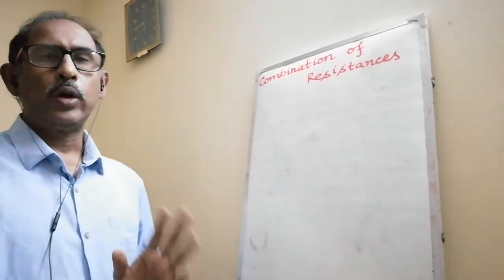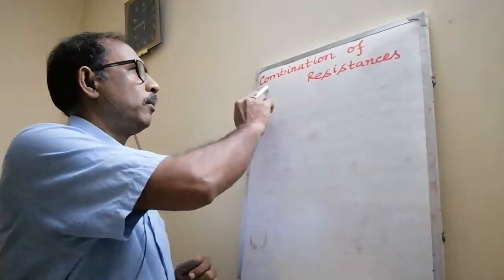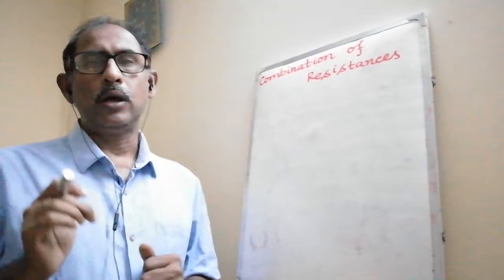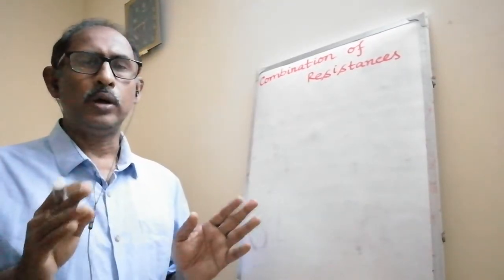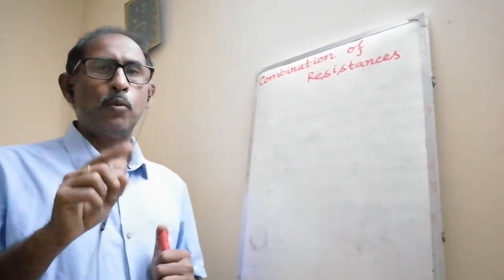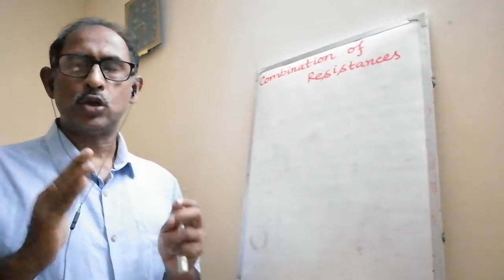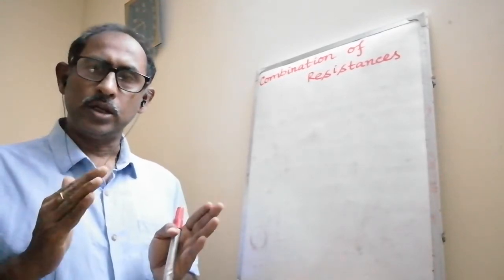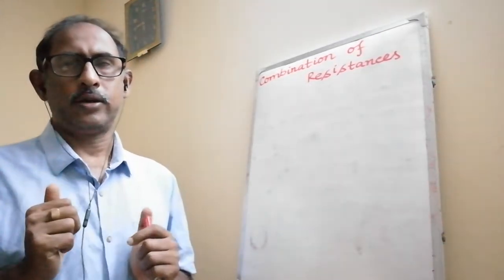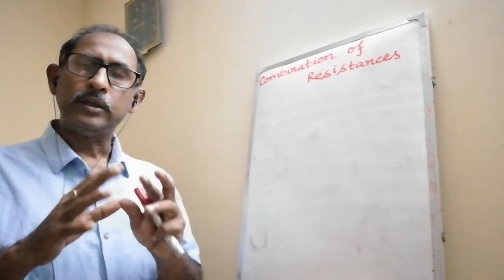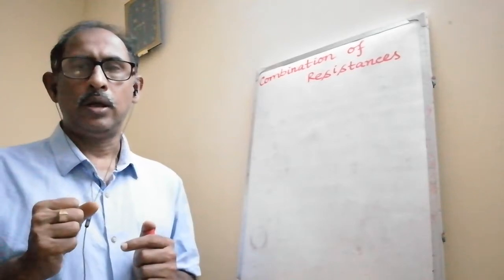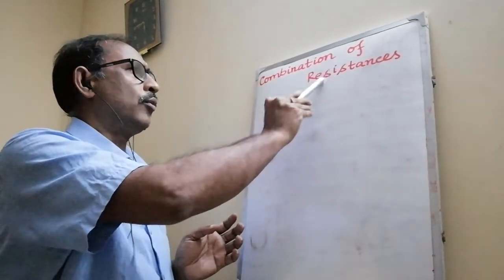Thank you everyone. Today I will discuss the combination of resistances. What do you mean by the combination of resistances? When two or more resistors are connected in a single electrical circuit, this connection, this arrangement is known as a combination of resistances.